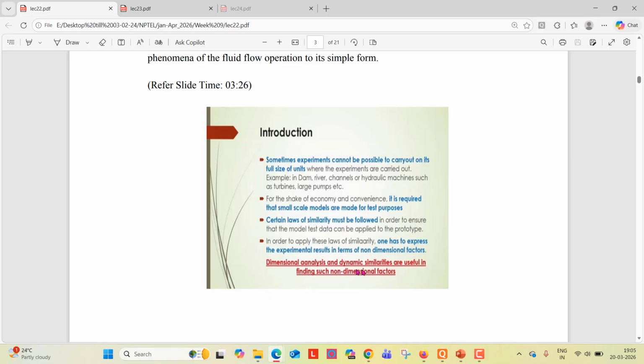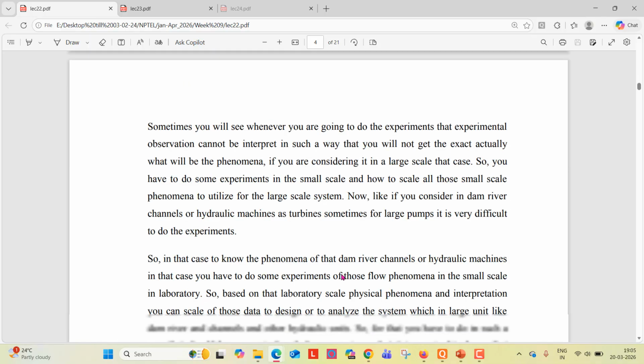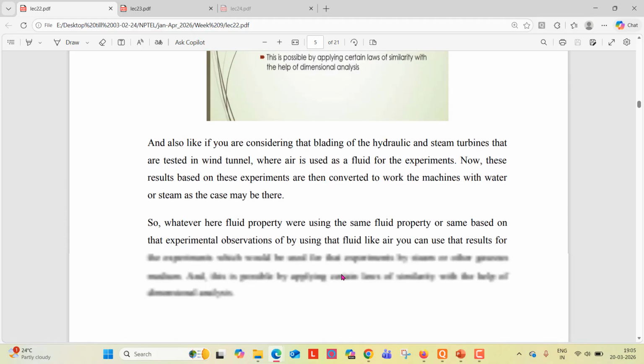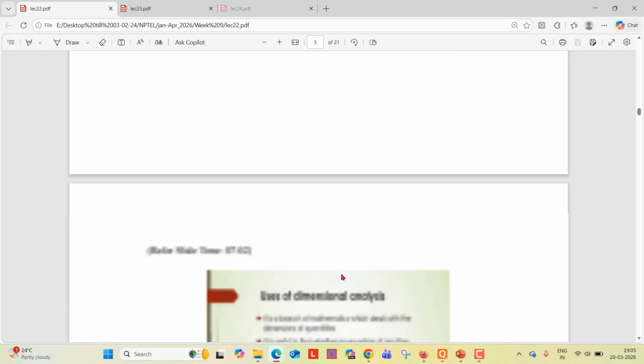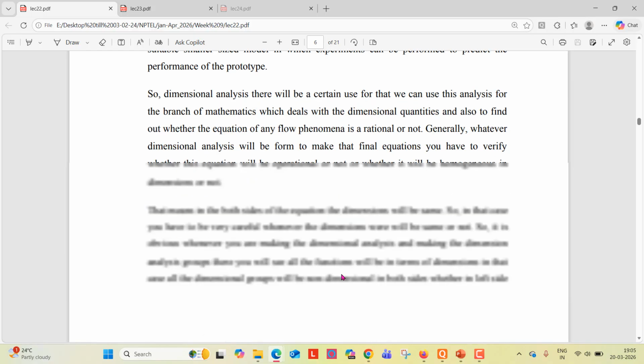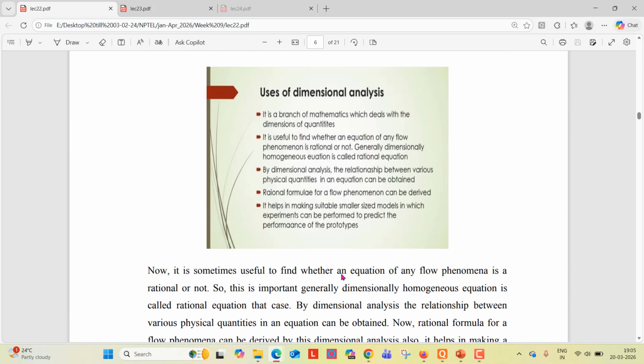Dimensional analysis and dynamic similarities are useful in finding such non-dimensional factors. So one has to express the experimental results in terms of non-dimensional factors. To do that, we need non-dimensional numbers. Okay. So let's read the use.